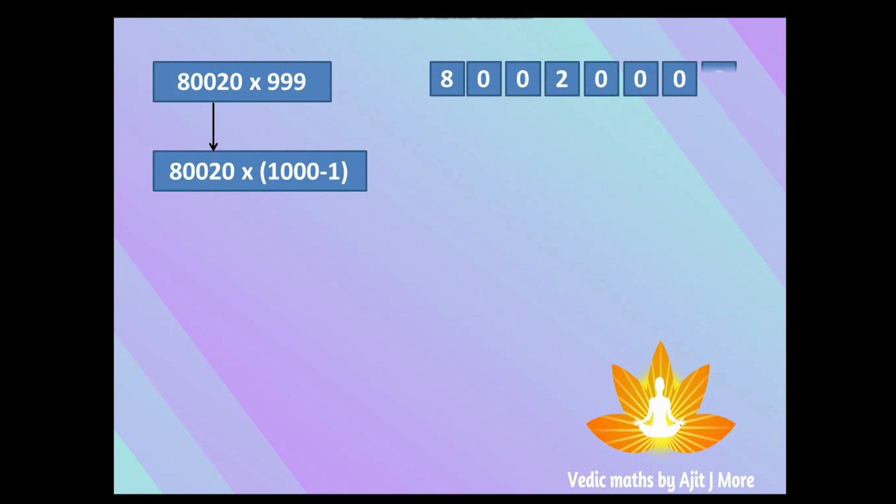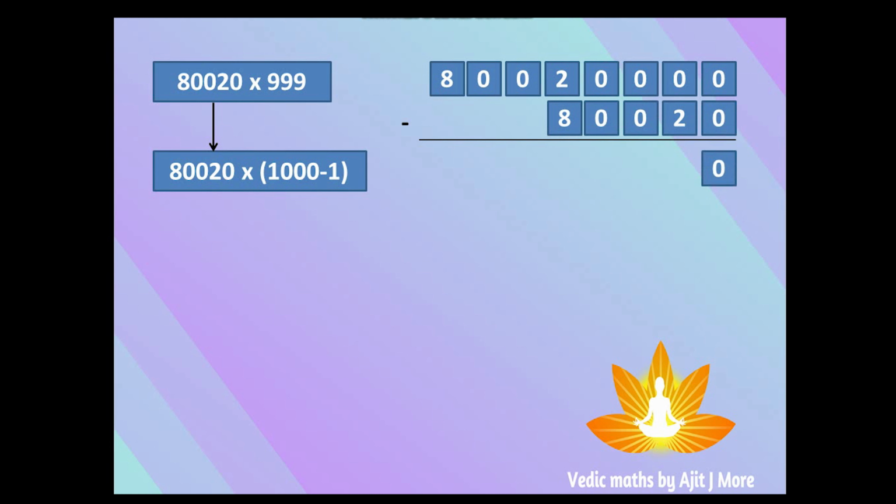Now tell me the subtraction. 0 minus 0 is obviously 0. But when 0 minus 2 comes, we have to borrow. This is going to become 1, 9, 9 and 10. Tell me, 10 minus 2 is 8. 9 minus 0, 9. 9 minus 0, 9. But when we are subtracting 8 from 1, we have to borrow. So this will become 7, 9, 9, 11. 11 minus 8, 3. 9, 9 and 7. This is your answer. I hope you understood.